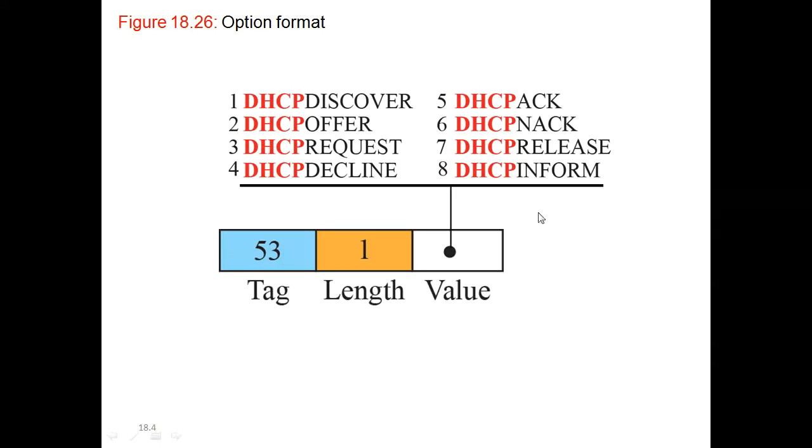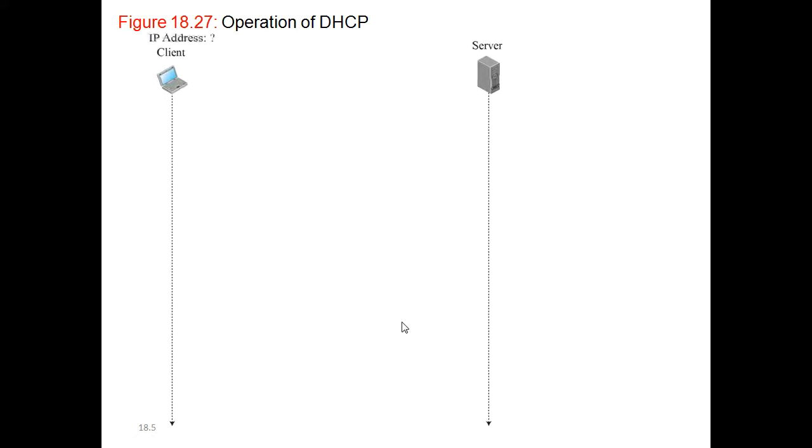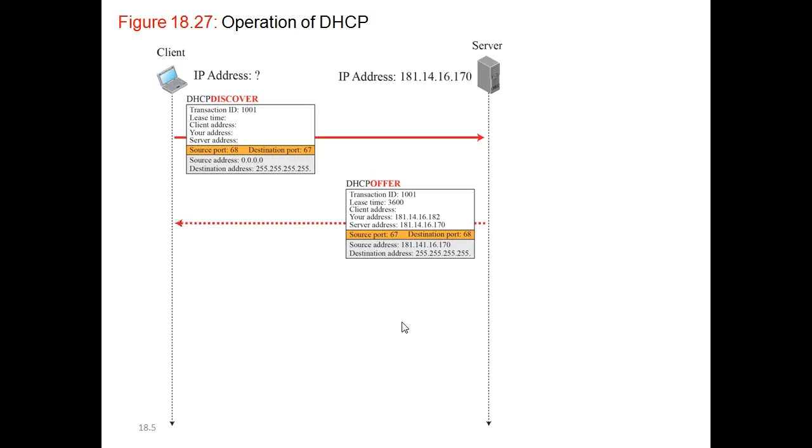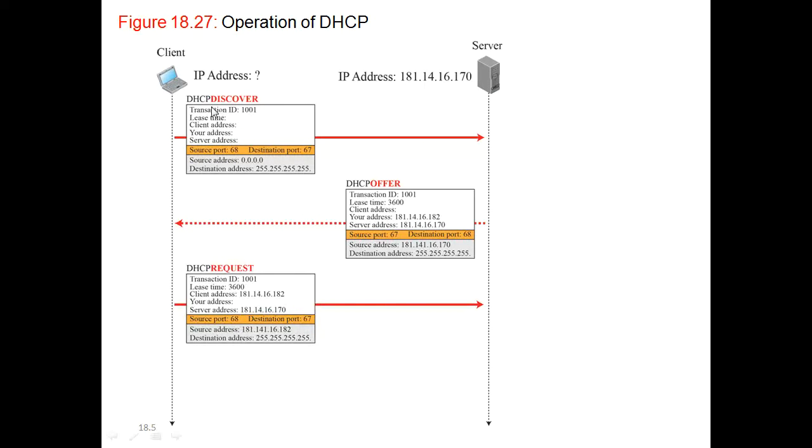So these are all the different eight values we can use in the message in the DHCP communication. This is how DHCP will work. We can observe this is a DHCP discover message from the client to the server. Here, this DHCP discover contains the transaction ID, lease time, client address, your address, server address, and as already discussed, source port, destination port, source address, destination address.